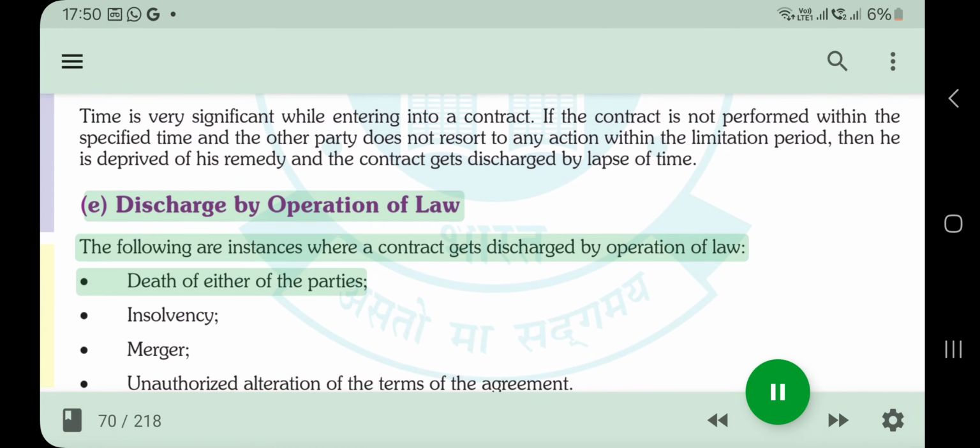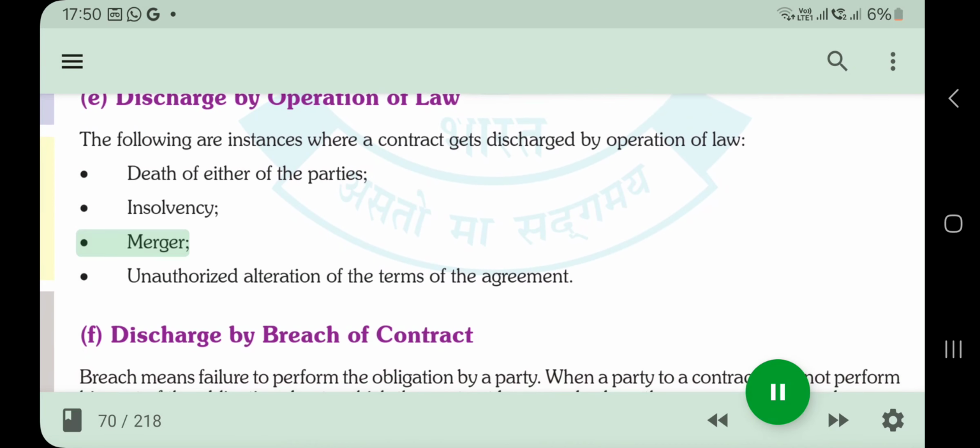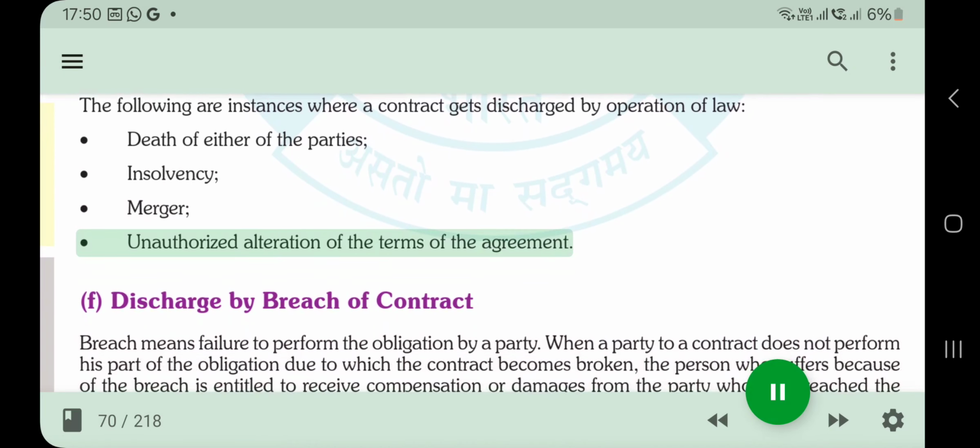E. Discharge by operation of law. The following are instances where a contract gets discharged by operation of law: death of either of the parties, insolvency, merger, unauthorized alteration of the terms of the agreement.